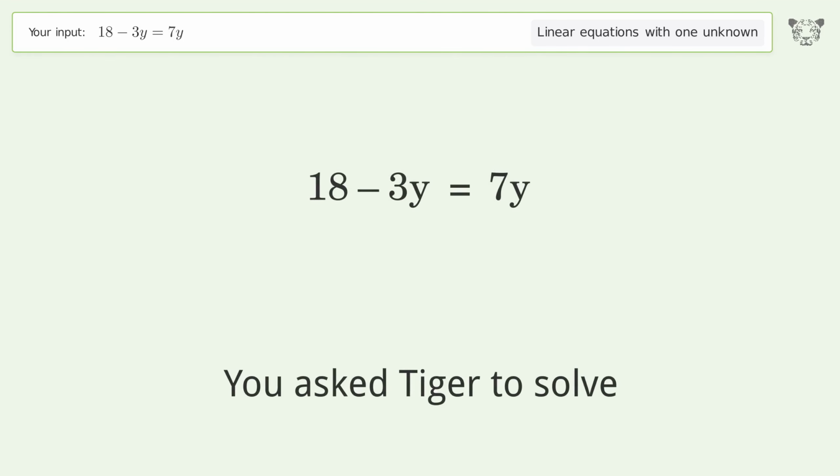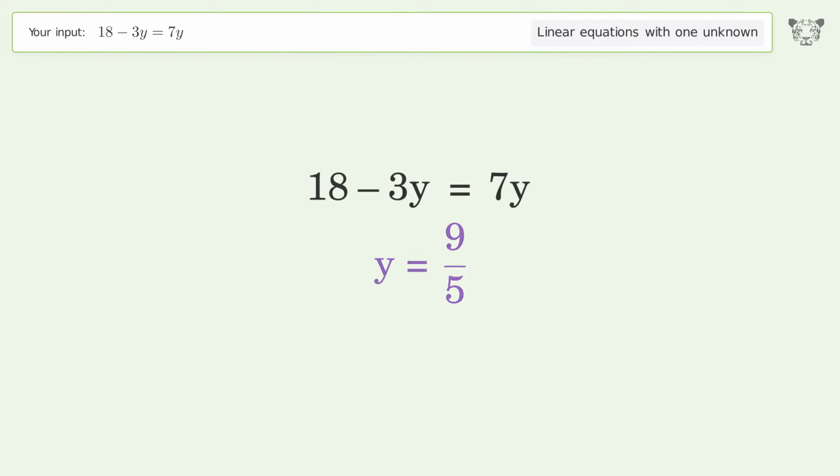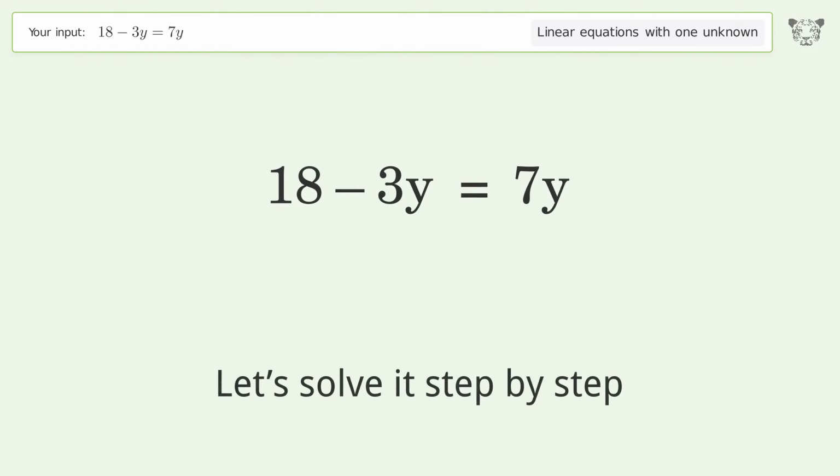You ask Tiger to solve this. This deals with linear equations with one unknown. The final result is y equals 9/5. Let's solve it step by step.